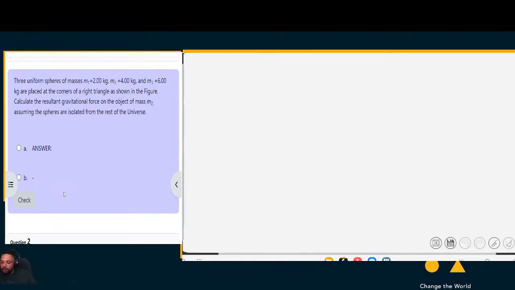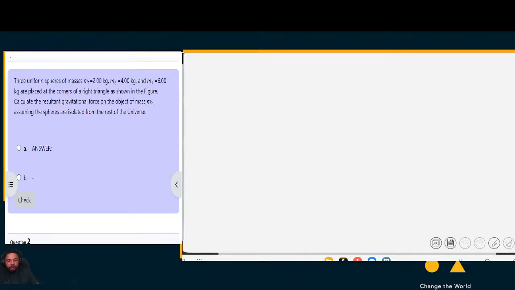Three uniform spheres, and I will show you the image now. We have three uniform spheres of mass m1, which is 2 kilograms, m2, which is 4 kilograms, and m3, which is 6 kilograms. They are placed at the corners of a right angle triangle, as shown in the figure. Calculate the resultant gravitational force on the object of mass m2, assuming the spheres are isolated from the rest of the universe, meaning there are no other masses in their vicinity to have an effect on them. In the real world, that is not the case because there are always other masses that will have an effect.